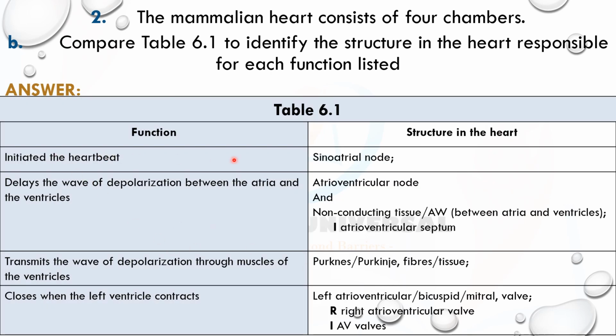The one that initiates the heartbeat is the sinoatrial node. The one that delays waves of depolarization between the atria and ventricles is the atrioventricular node, so that the atria and the ventricles do not contract at the same time. But don't forget that it's not only the atrioventricular node that delays it. We have non-conductive tissue between the atria and ventricles that doesn't allow waves of excitation to get into the ventricles, so that the ventricles can receive blood while the atria empty. The tissue that transmits waves of depolarization through the muscles of the ventricles is called Purkinje tissue. Don't forget that.